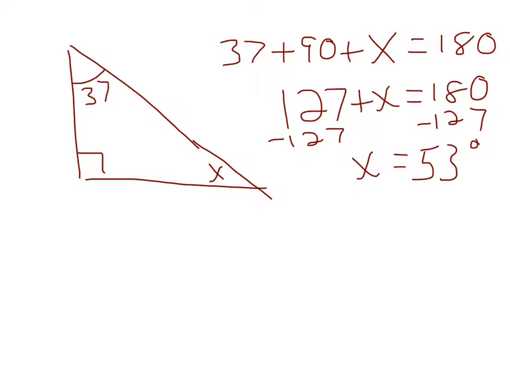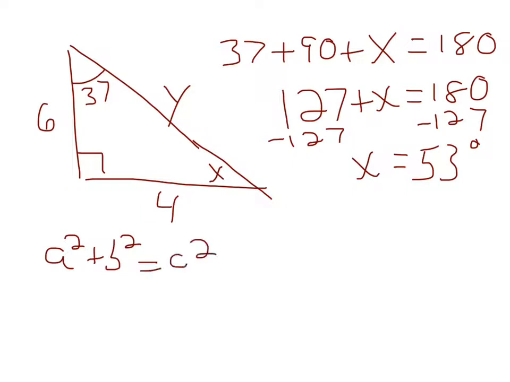Now we can do the same thing with our sides. We can give some values to our sides here, like 6 and 4, and we can look for y. We'll call y the hypotenuse. And again, since we know two of the three, we can use, in this case, the Pythagorean theorem. A squared plus b squared equals c squared.